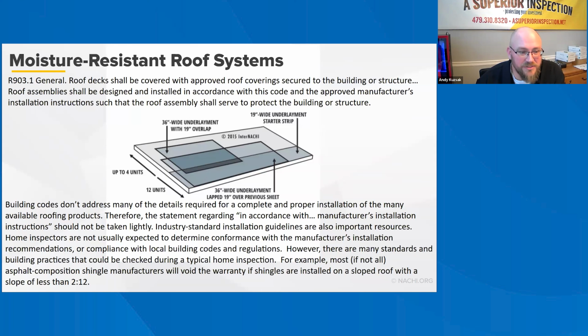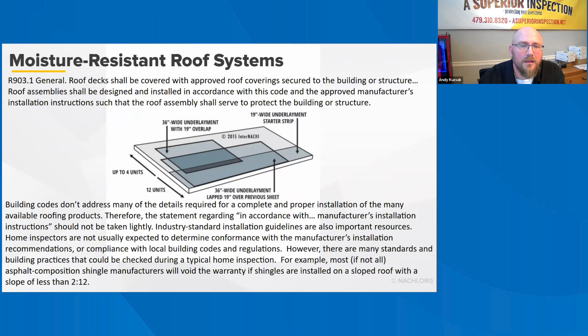For example, most, if not all, asphalt composition shingle manufacturers will void the warranty of the shingles if they are installed on a sloped roof of less than 2/12 roof slope. We'll go over determining what the roof slope is here shortly.